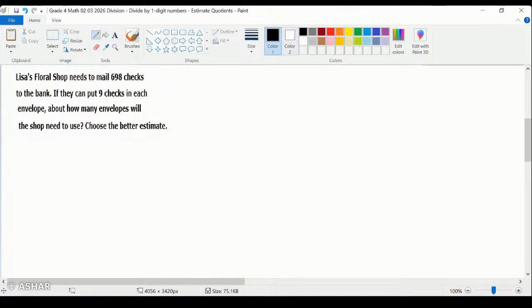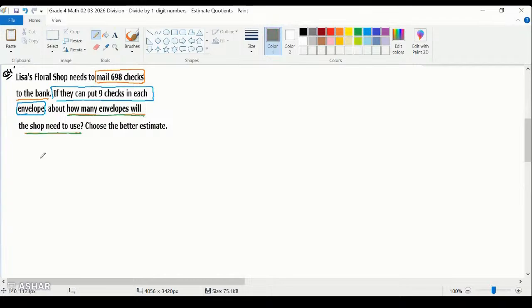In question number 4, they're saying Lisa's floral shop needs to mail 698 checks to the bank. If they can put 9 checks in each envelope, one envelope can contain 9 checks. How many envelopes will the shop need to use? Agreed? They have to send all 698.